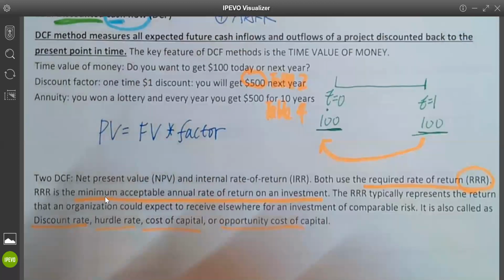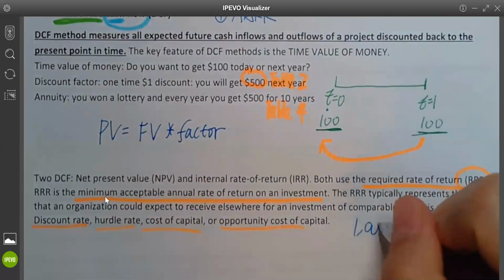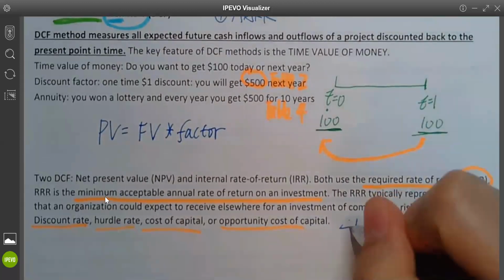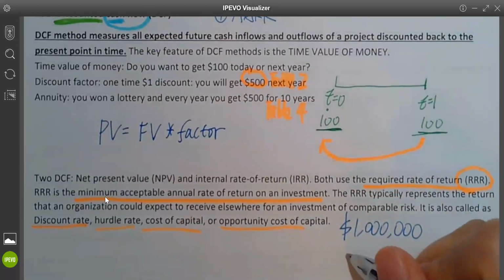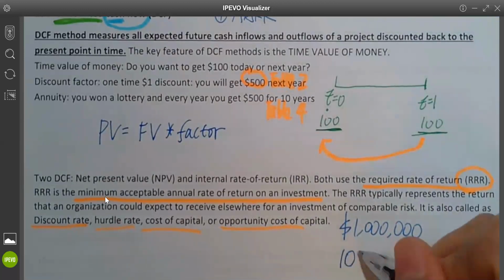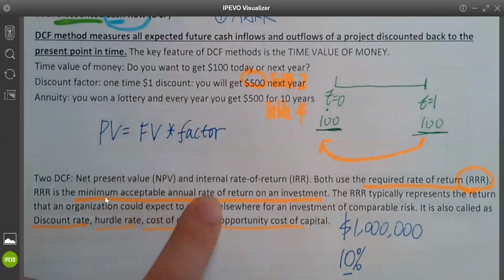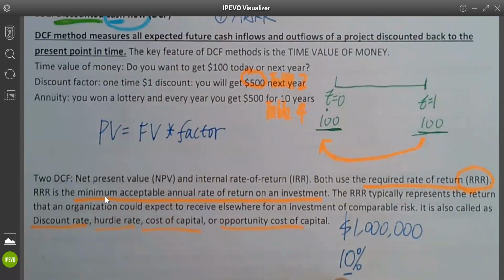What's the meaning? You want to borrow $1 million from a bank, right? A bank will not give you money for free. The bank said, okay, you want to borrow $1 million, no problem, but you have to pay me 10% as the interest rate. That 10% will be the minimum acceptable annual rate. Why? Because if you invest in something and the return is lower than 10%, if it's 8%, then you will lose money. You cannot even pay back the interest. So our required rate of return has to be 10%.